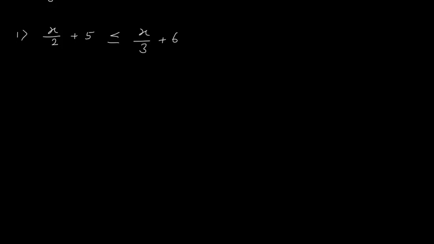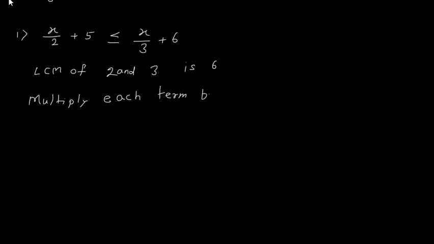So first of all, we can multiply each term by the LCM of the denominators. Here the LCM of 2 and 3 is 6. So multiply each term by 6. Okay, so the first term, when you multiply by 6, you will get 3x.